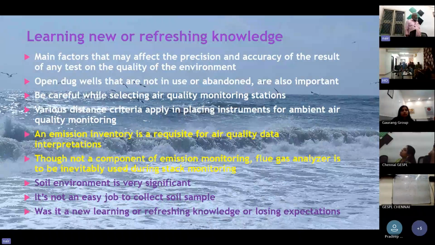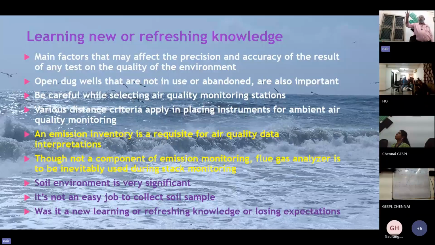So what we have covered with this, my time is running over. I don't know whether you are learning soil sampling new or whether you are refreshing your knowledge. What we have covered is these things: main factors that may affect the precision and accuracy of the result. Then in the case of sampling, emission inventory, then emission monitoring, how the soil environment is required, what should be covered in the interpretation of soil samples. So these are the things I have covered.